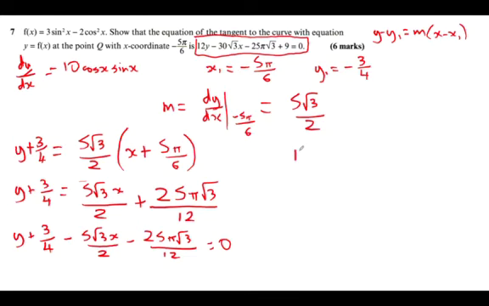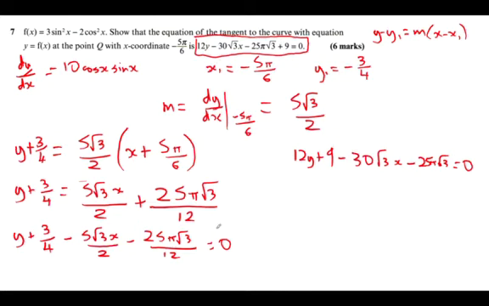So if I can write then 12y plus 3/4 times 12 gives me 9. 5 root 3x over 2, if I multiply that by 12, I need to multiply this top by 6. Okay, so that gives me 30 root 3x, and then this is 25 pi root 3 equals 0, which is what I have up here. Slightly different order, I need to move that 9 to the end.